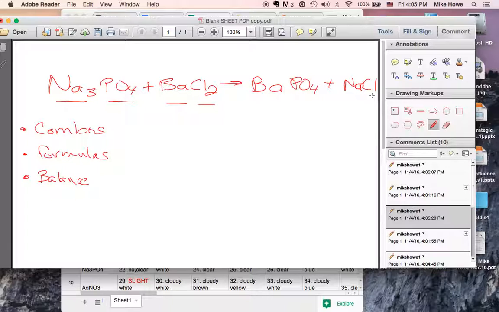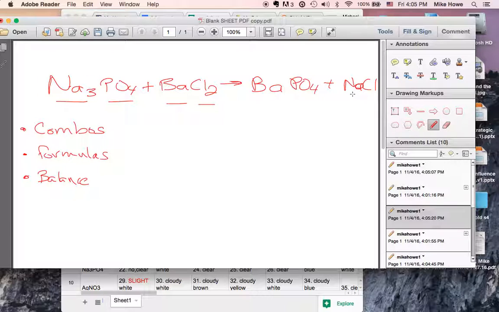All right, now you may notice, hopefully you do notice, that on this side there are 3 sodium atoms, and I did not carry that 3 to the other side. And you will notice that there's a 4 here, and I carried that 4 over. You'll notice that there's a 2 here, and I did not carry that 2 to the other side.